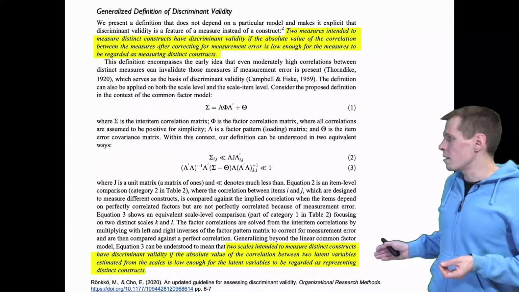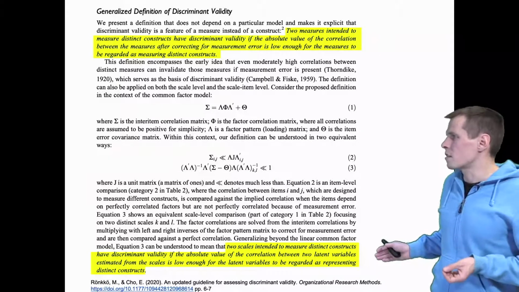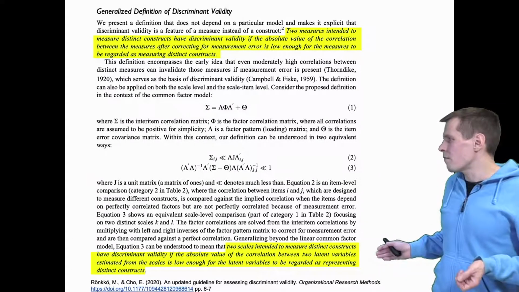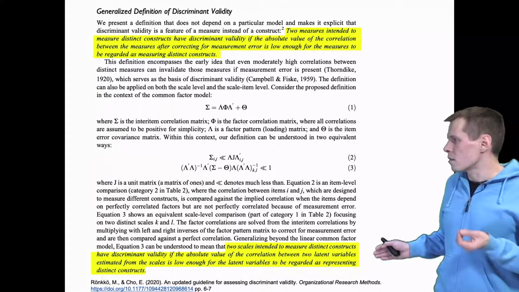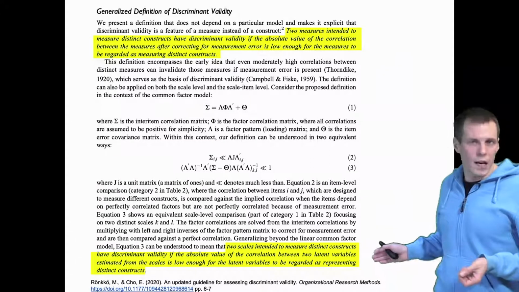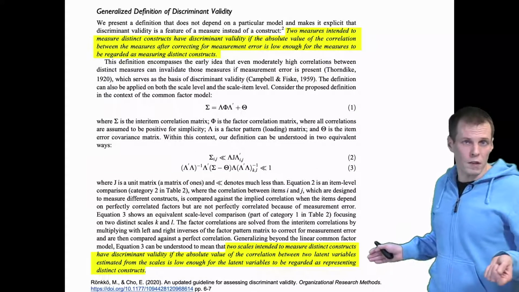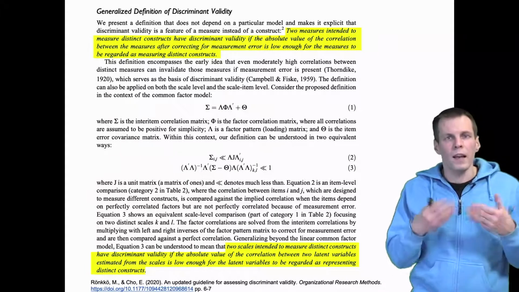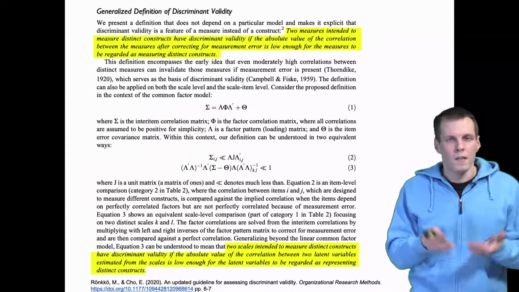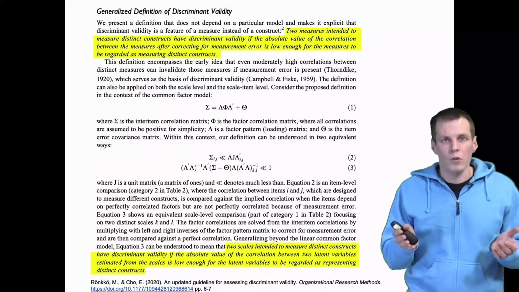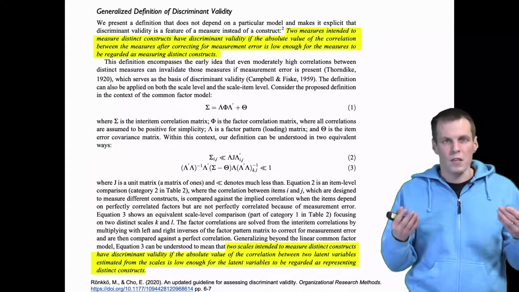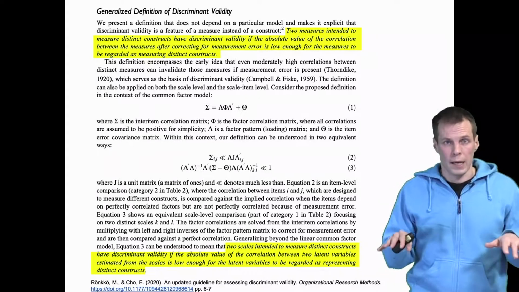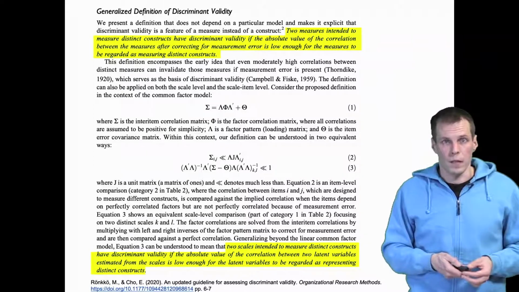Two scales intended to measure two different constructs have discriminant validity if the absolute value of the correlation between the latent variables estimated from the scales is low enough for the latent variables to be regarded as representing different or distinct constructs. So this is the idea. You estimate a correlation between latent variables. If the latent variable correlation is low enough, then you conclude that those latent variables can be used as representations of different constructs, and therefore the two scales measure two different things.